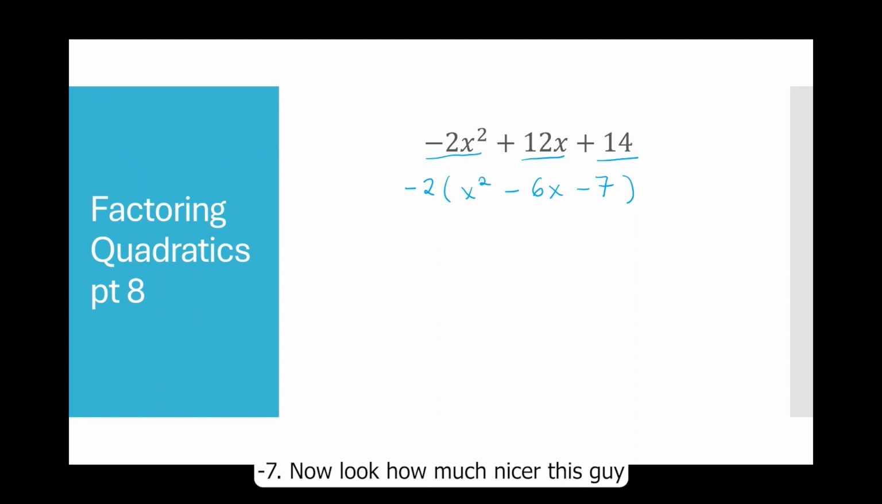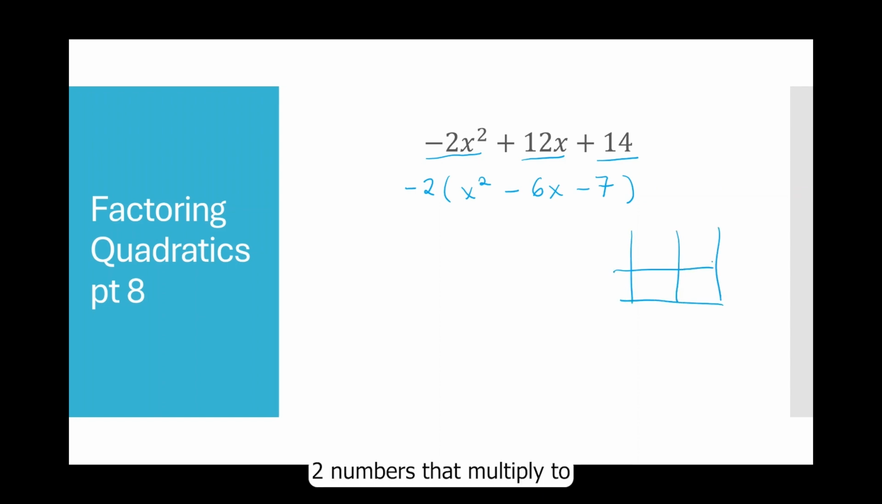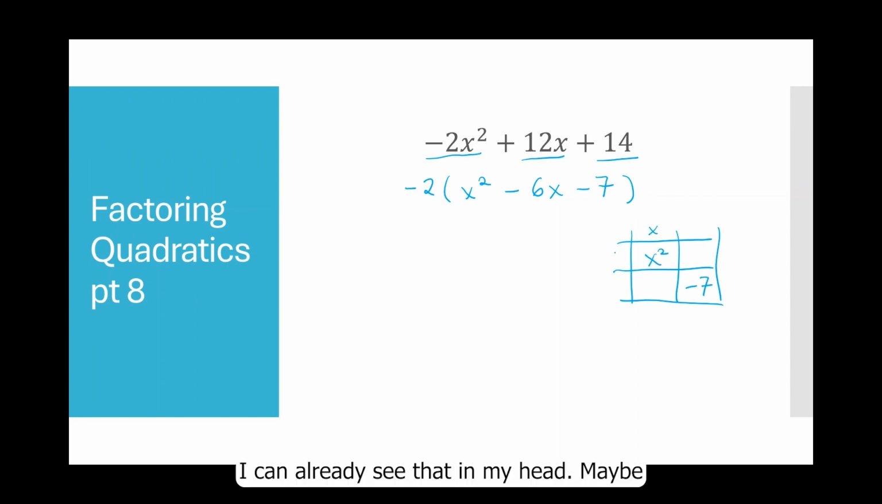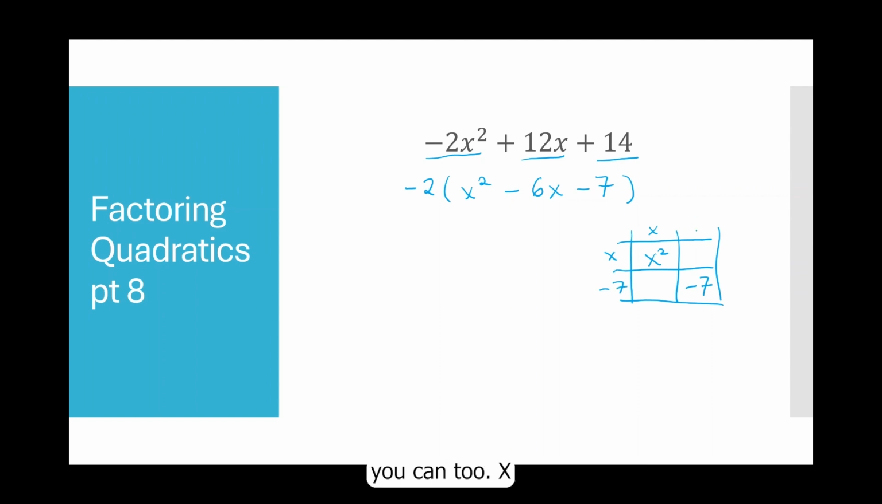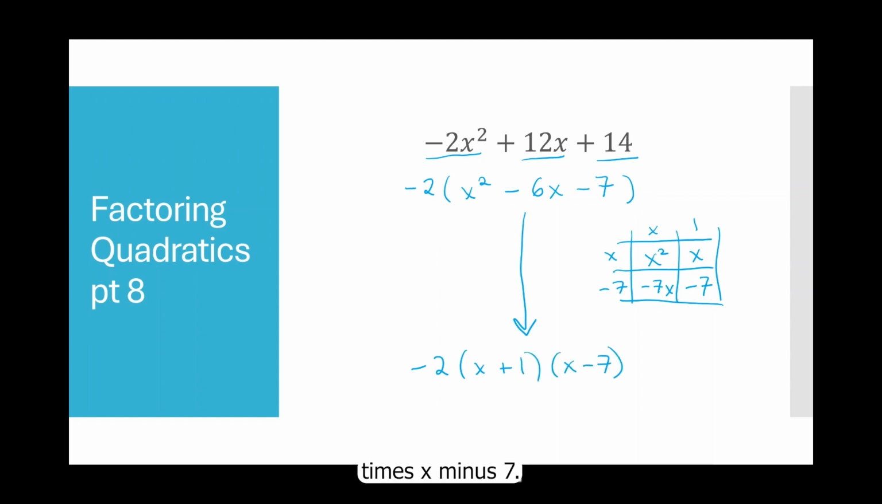Now look how much nicer this guy is to factor, right? I need 2 numbers that multiply to negative 7 and add up to negative 6. I can already see that in my head. Maybe you can too. X and negative 7x is going to get me negative 6. So this is becoming negative 2 times x plus 1 times x minus 7.